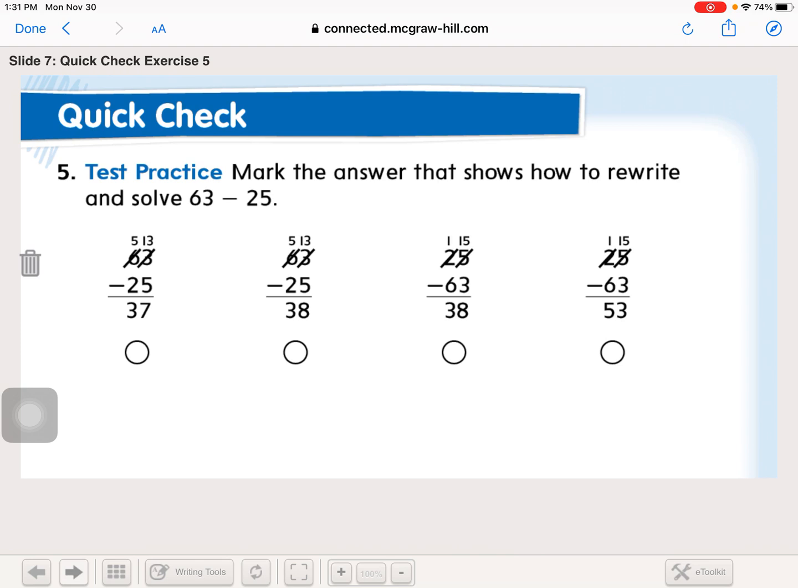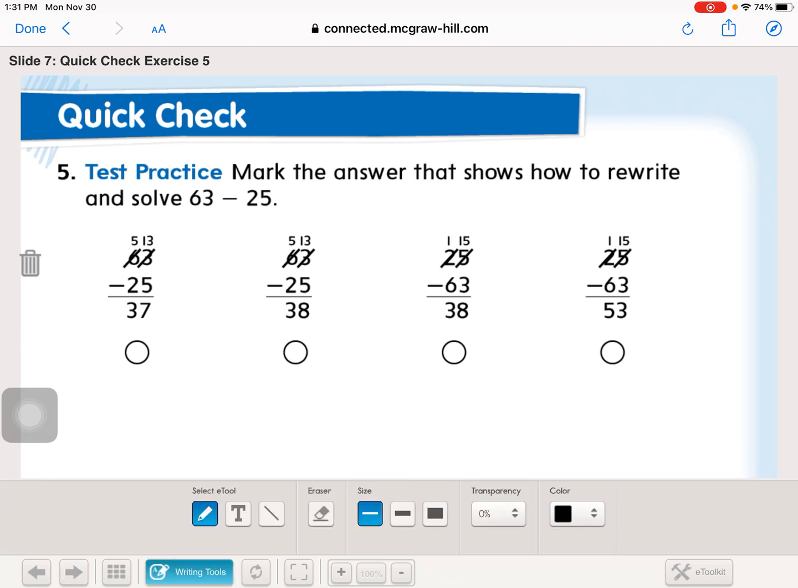Mark the answer that shows how to rewrite and solve 63 minus 25. So let's go ahead and solve it. And that'll give us a good idea of which one is correct. More on the top, more on the floor. Go next door and regroup 10 more. We have 6 10s. We're going to take 1, which leaves 5 10s. Take a 10, break a 10. Break it into 10 1s. 10 1s plus 3 1s, 13 1s.